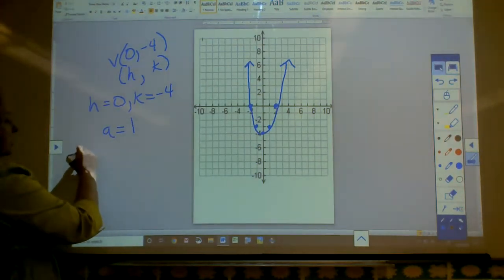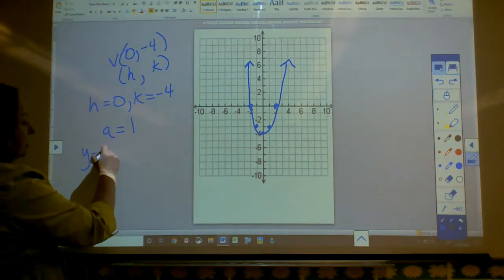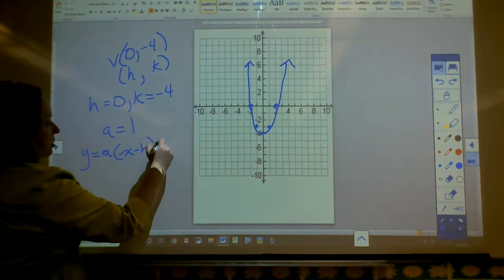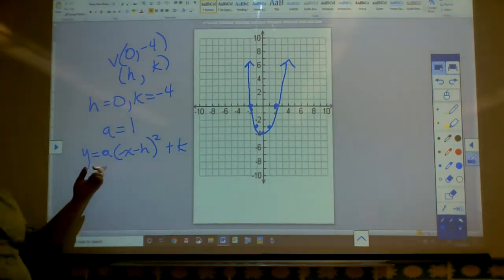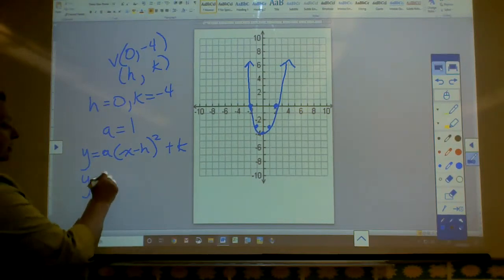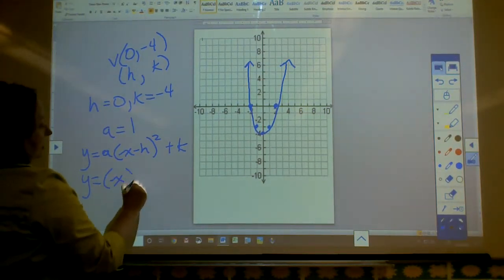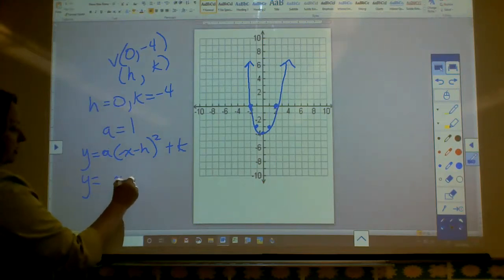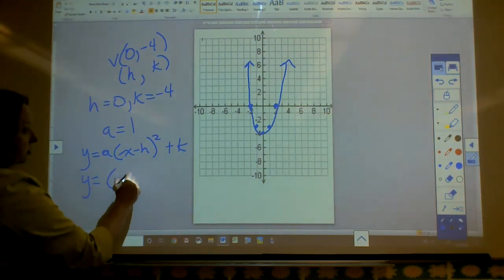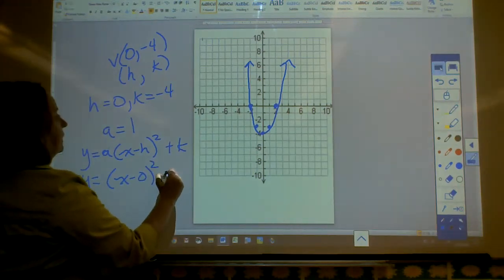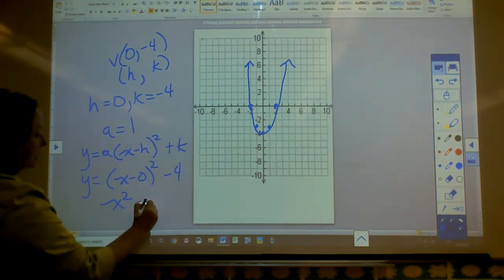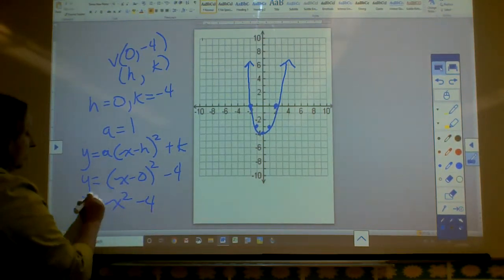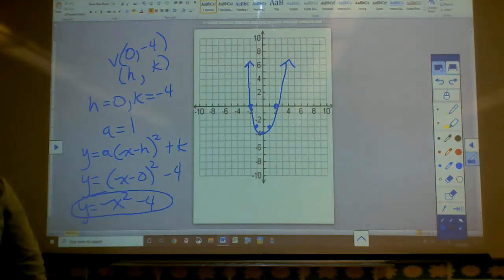Remember, vertex form is going to be y equals a times (x minus h) squared plus k. So I'm just going to fill it in. I don't really need to write a 1 in front, but if it helps you, you can go ahead and do that. But it's going to be x squared. Now I don't need parentheses around it because it's x minus 0. I'll just sub it in for those of you who need to see it, and then minus 4. Whenever we have an x minus 0, it's going to be x squared minus 4. So y equals x squared minus 4 would be the equation of the parabola that's graphed there.